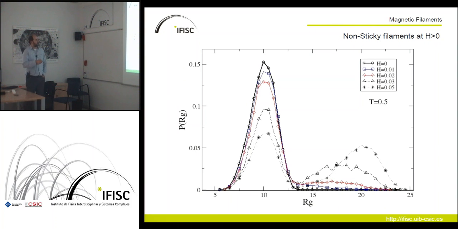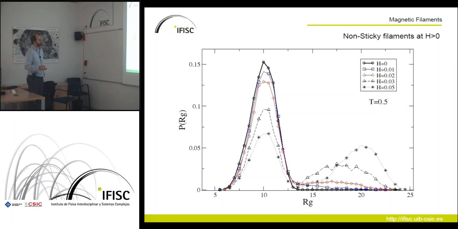What happens is that at zero field you have a single peak here, and this is the probability of having a certain instantaneous value of the radius of gyration for the chain. So what we can see here is that at zero field, for this temperature, we have just closed chains. But as we increase the field, another peak starts to emerge in the distribution, and this peak corresponds to open chains. The larger the value of H, the larger the mean value of the radius of gyration, so the open chains span with the field.